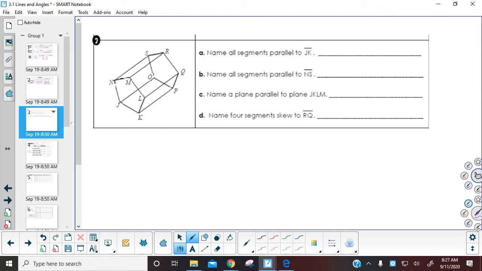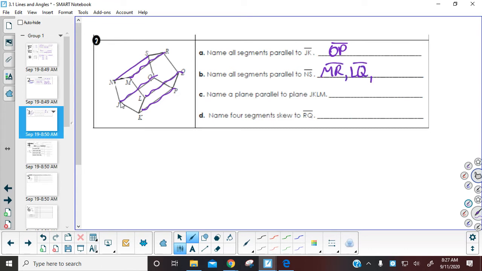Okay, looking at number 2, name all segments parallel to JK. If you look at JK, it's running this direction. None of the other segments along that pentagon work, but back here along the back side, we do have segment OP. If we're looking at all of the segments parallel to NS, we've got all of the segments running in that same direction. So I'm going to go ahead and outline those real quick, and we're going to go ahead and write those. So we've got MR, we've got segment LQ.